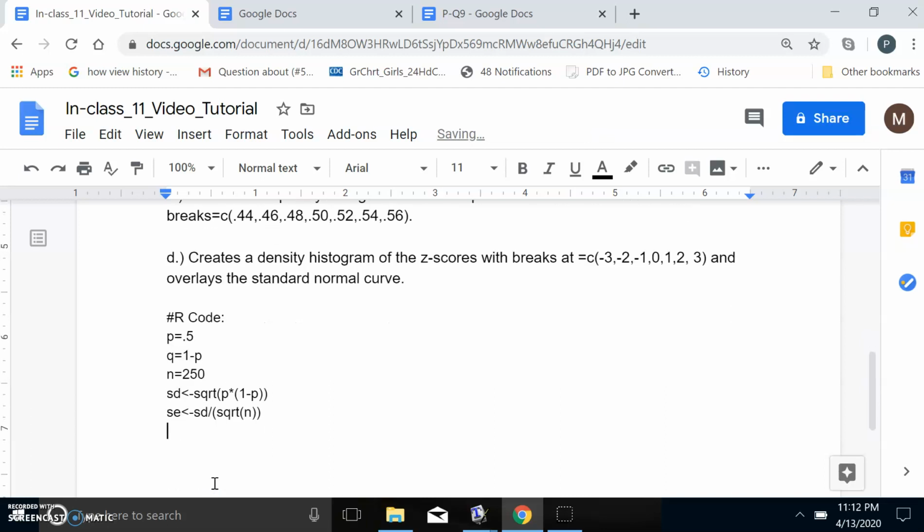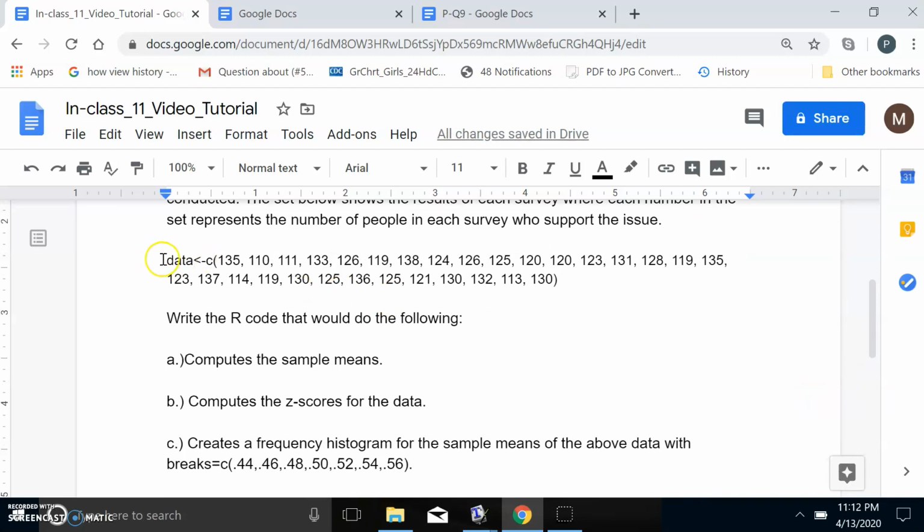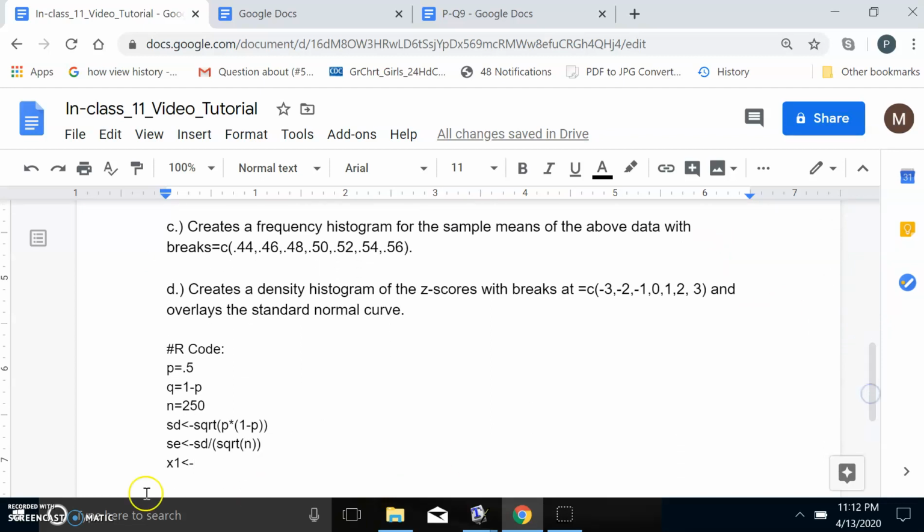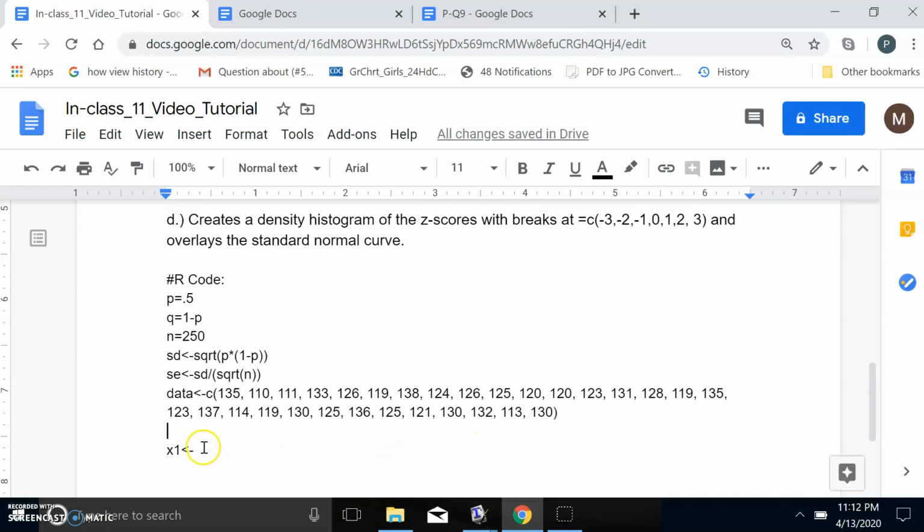All right, so now let's start doing the sample means. Let's call the first one x1. Let's take our data up here and paste it down in the R code. So our x1 would be defined to be 135 divided by 250. You can just call it n since we defined n to be 250 up above. Then a semicolon, then the next one.